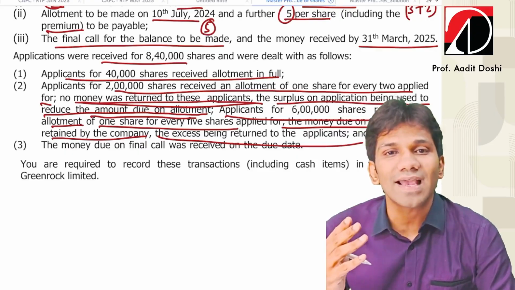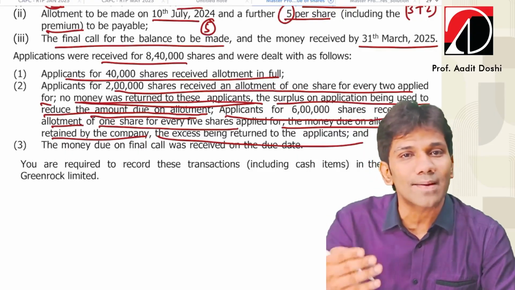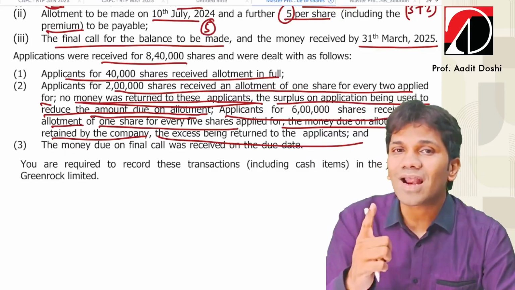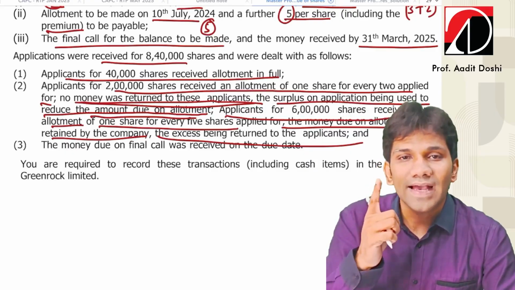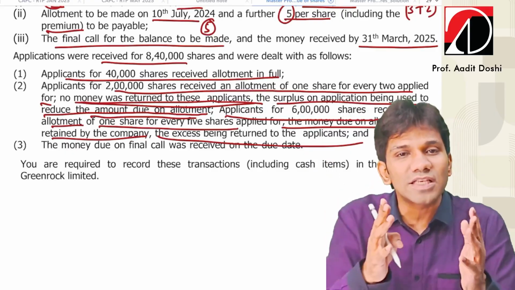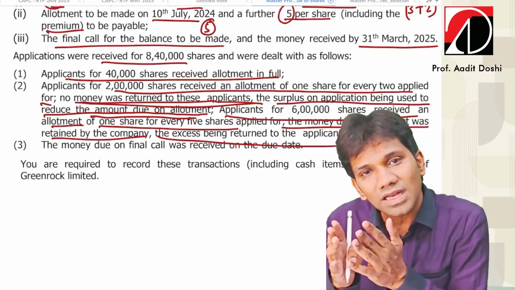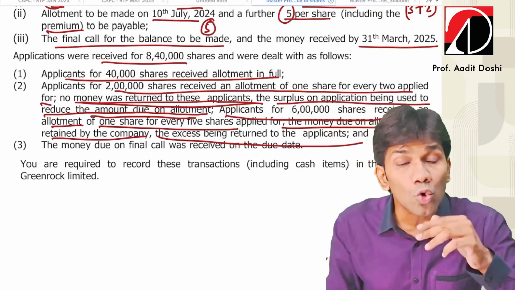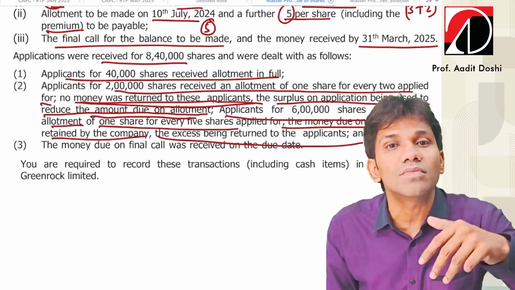Whatever excess application money the company has collected, that extra application money has been adjusted to the extent of allotment. Whatever amount was due on allotment, the company kept with itself. If any extra money remains above that, the company refunded it.